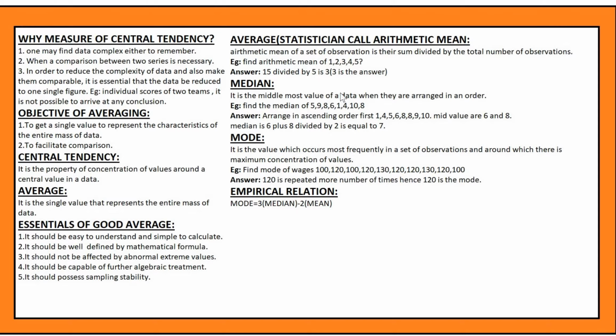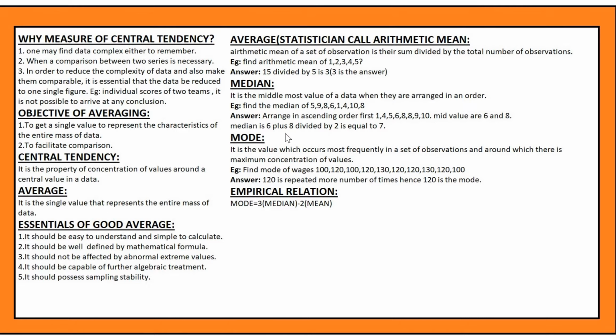Median. It is the middlemost value of data when they are arranged in order. They have given you a question here, you have to find the median. This is not ordered ascendingly. The first job when we have to find a median is to arrange them in ascending order. Once you arrange them, you get these values like this. Then you have to find the mid value. So count here 1, 2, 3, 1, 2, 3. The mid values are 6 and 8. So your median will be 6 plus 8 by 2. 6 plus 8 is 14, by 2, which is equal to 7. 7 is the median for this observation.